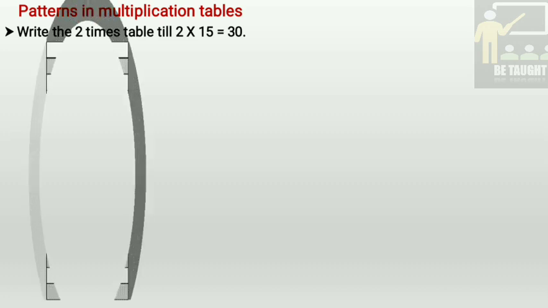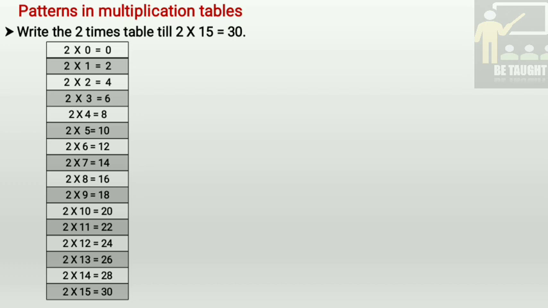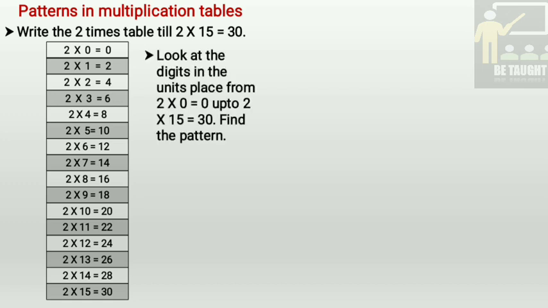Patterns in multiplication tables. Write the 2 times table till 2 15s are 30. So we'll write the table from 2 zeros are 0 to 2 15s are 30. Now let us look at the digits in the units place from 2 zeros are 0 up to 2 15s are 30. Find the pattern.